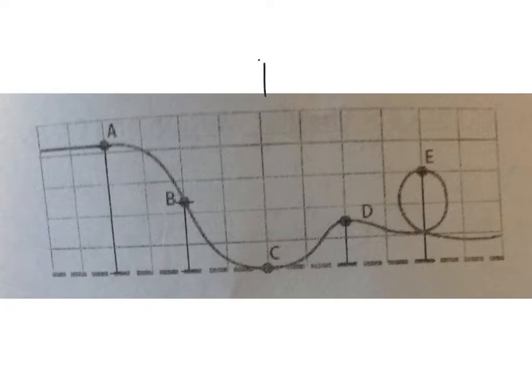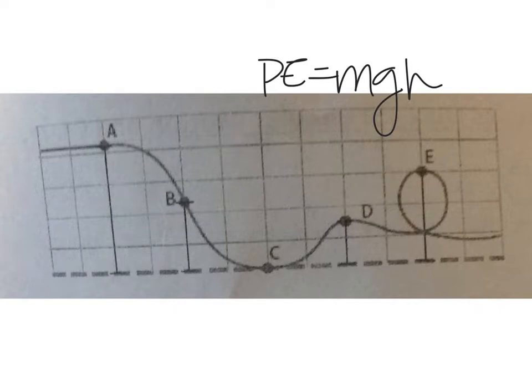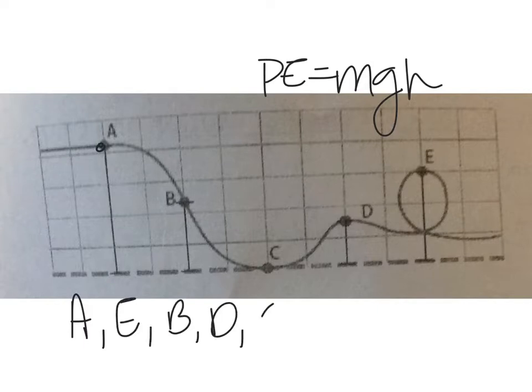Your formula for that is your mass times your acceleration due to gravity times your height. So our mass is not changing as we travel through this coaster, but our height is. So the only thing influencing a change in potential energy is a change in height. So where we're going to have more potential energy is where our height would be greater. So A is the highest, so that would have the greatest, and then E, B, D, and C. And those are simply just based on how high they are.